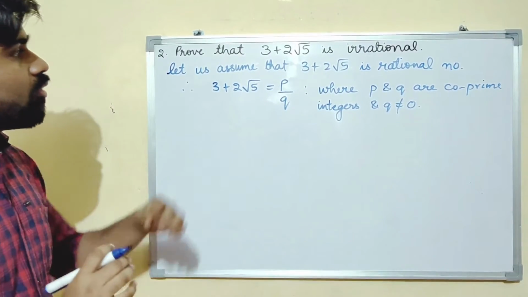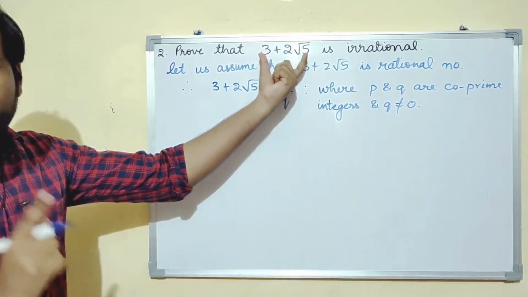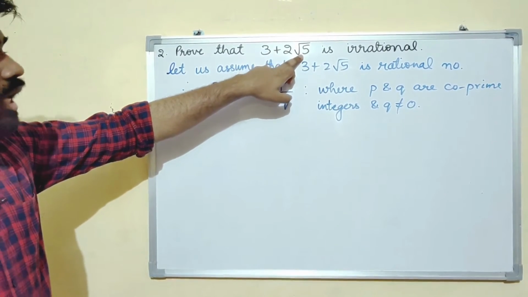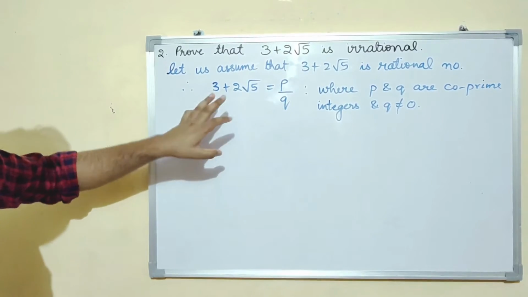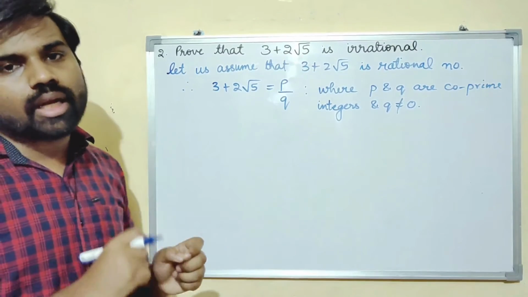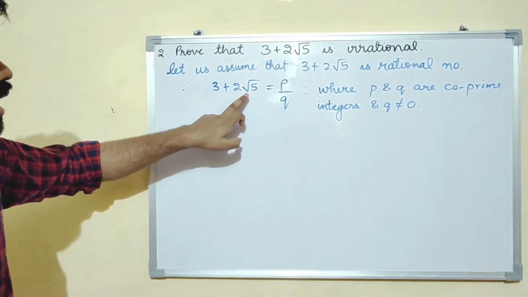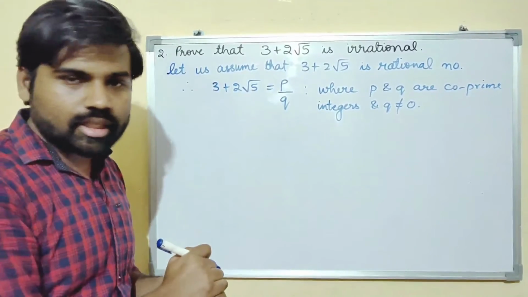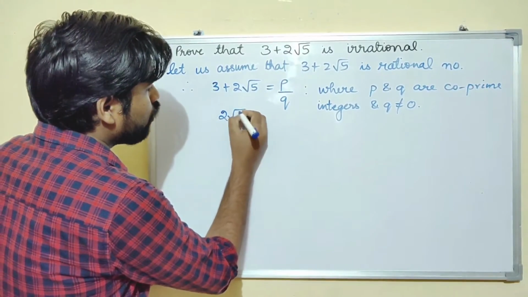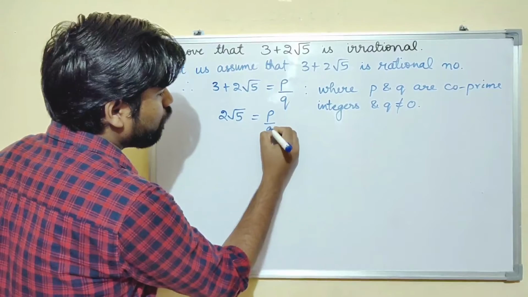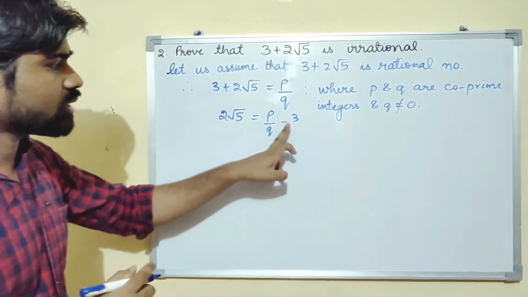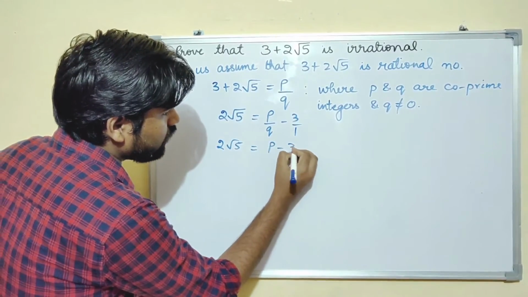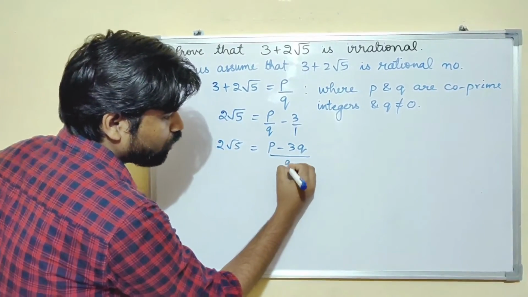I told you that whenever you get a question of mixed form, mixed in the sense there is a rational number here and there is an irrational number here, that time what you have to do is separate the rational number and the irrational number. So let us separate the irrational number from the rational number. Let us bring 3 to the right hand side. So you get 2 root 5 equals P upon Q minus 3. Let us take the LCM here. You'll get 2 root 5 equals P minus 3Q upon Q, right?